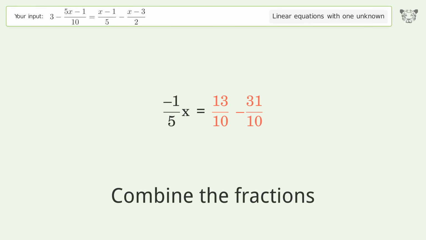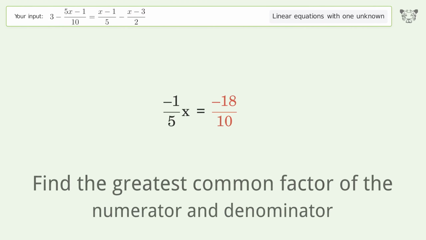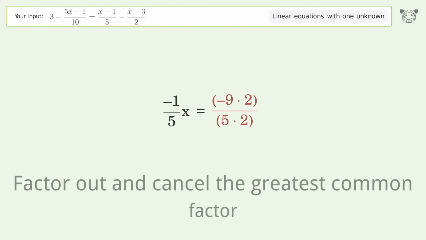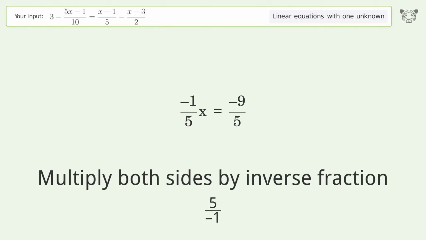Combine the fractions. Combine the numerators. Find the greatest common factor of the numerator and denominator. Factor out and cancel the greatest common factor. Isolate the x. Multiply both sides by inverse fraction 5/-1.